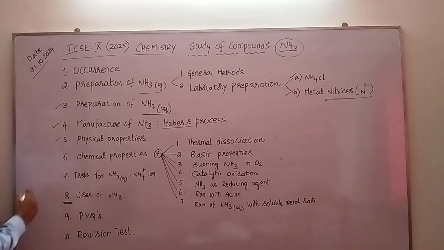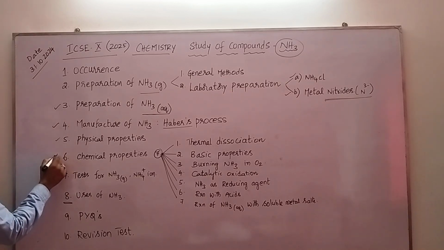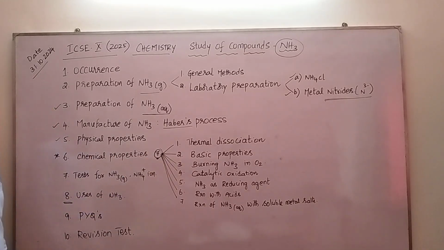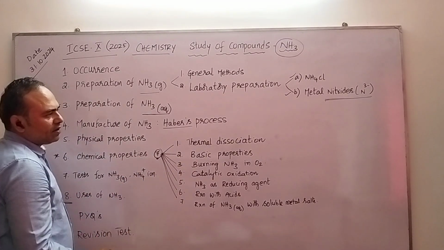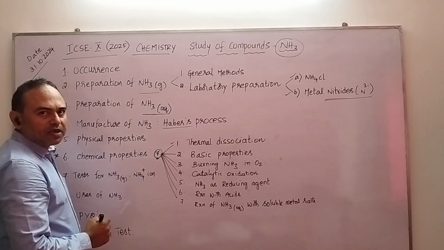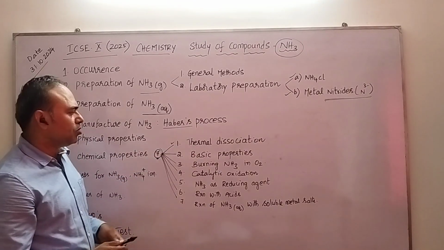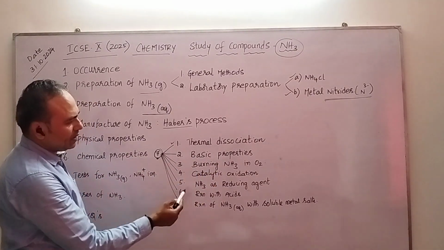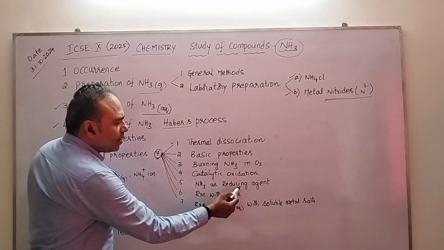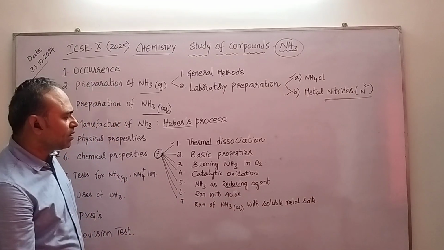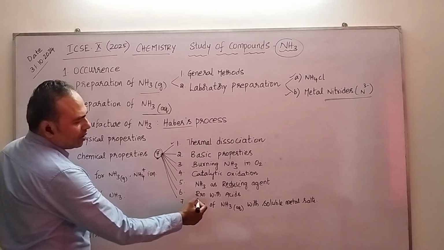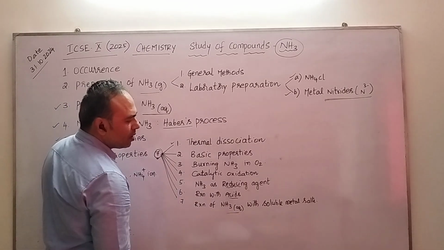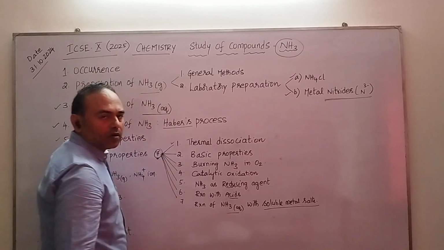Fifth topic, physical properties, and then very important, we need to discuss chemical properties of ammonia. We have 7 chemical properties, so I have listed them like this. Number 1, thermal dissociation. In presence of heat, what will happen to ammonia? Then basic properties. Then burning ammonia in oxygen, catalytic oxidation. And reducing agent, we know ammonia is a reducing agent. Then sixth one, reaction with acids. And seventh chemical property, reaction of aqueous ammonia with soluble metal salts.